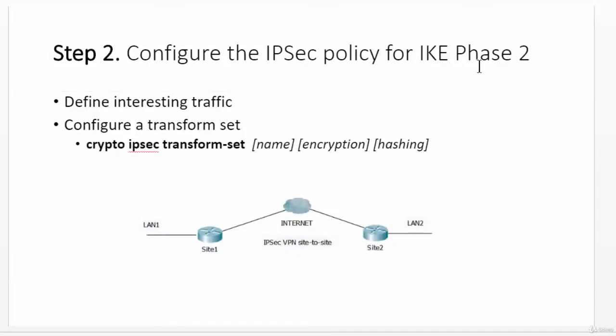Step 2. Configure the IPSec policy for IKE Phase 2. Firstly, we define the interesting traffic. To define interesting traffic, configure each router with an ACL to permit traffic from the local LAN to the remote LAN. The ACL will be used in the crypto map configuration to specify what traffic will trigger the start of IKE Phase 1. The next step is to configure the set of encryption and hashing algorithms that will be used to transform the data sent through the IPSec tunnel. That is called the transform set. During IKE Phase 2 negotiations, the peers agree on the IPSec transform set to be used for protecting interesting traffic.